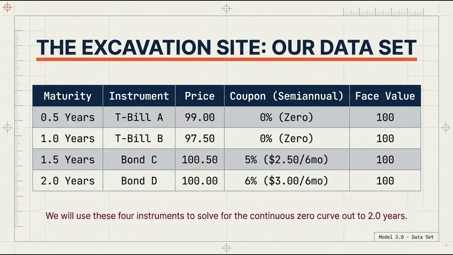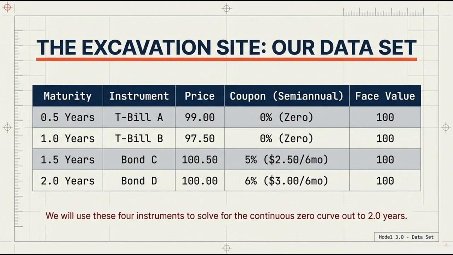This is a fantastic intellectual puzzle. Let's walk through a custom four-instrument example to really solidify this. We're solving for the continuous compounding zero rates for maturities out to 2.0 years, assuming semi-annual cash flows. Okay, sounds good. We have 4 instruments, starting with 2 T-bills and 2 coupon-paying bonds. Let's lay out the data.